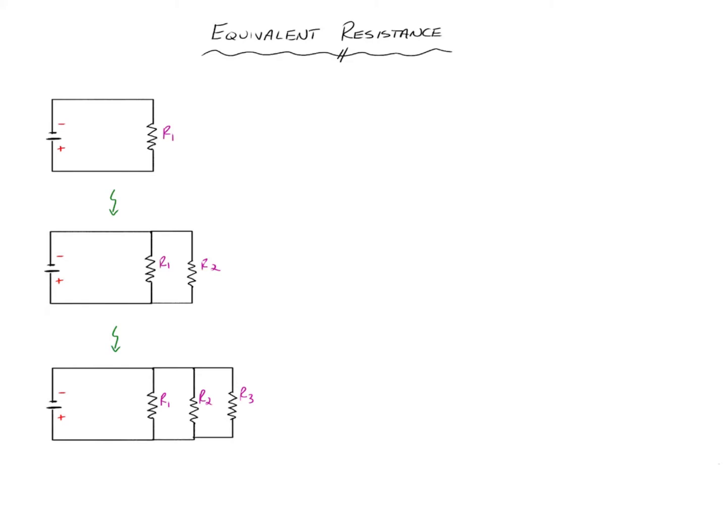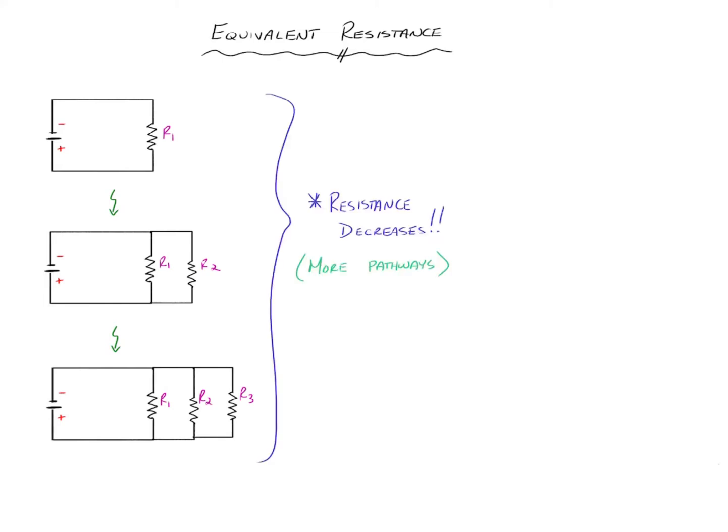I'm providing more pathways. And when you provide more pathways or more options, much like in the supermarket checkout lane or the toll booths on the highway, you actually decrease the resistance. So by adding resistors in parallel, we decrease the resistance.